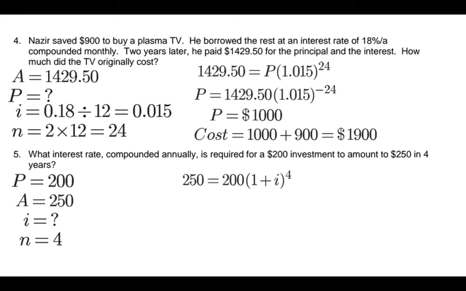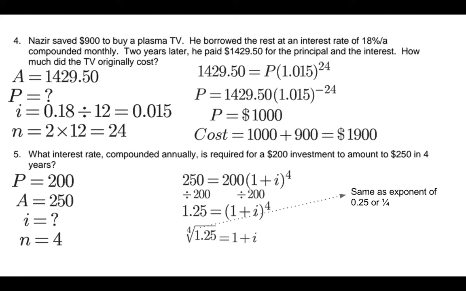So plugging all those into the formula, we can divide by 200, take the fourth root of 1.25. You can also do the exponent 0.25, which is like a quarter. You get 1.0574 equals 1 plus I, and subtract 1, you get 0.0574, so 5.74%.